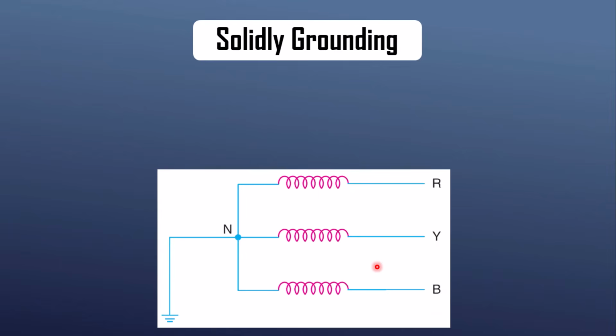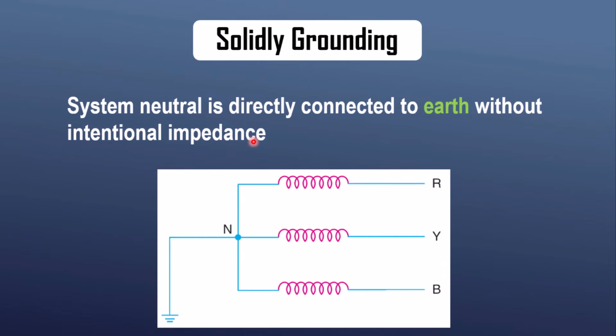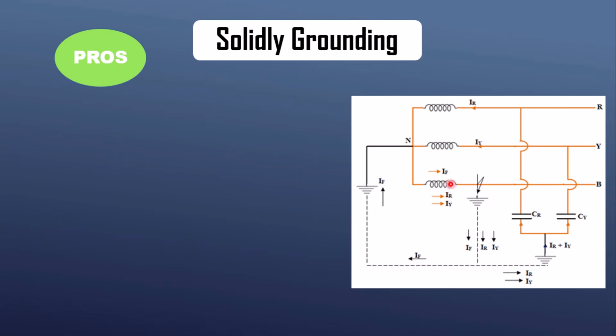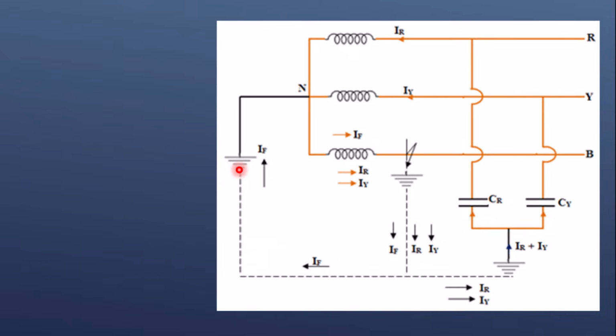Now comes the solidly grounding technique, which is the most commonly applied technique. Solidly grounded technique refers to the technique in which the system neutral is directly connected to the ground without intentional impedance. Here you can see a schematic diagram. In this diagram, you can see that the neutral of the generator is solidly grounded or connected to the earth. So whenever there is a fault on one phase, what happens?